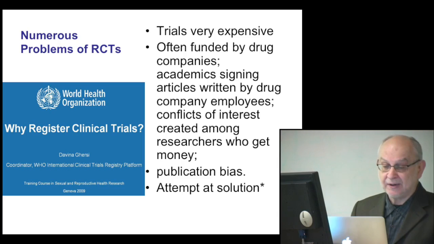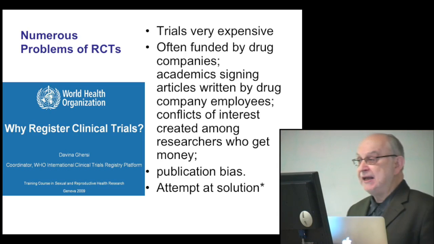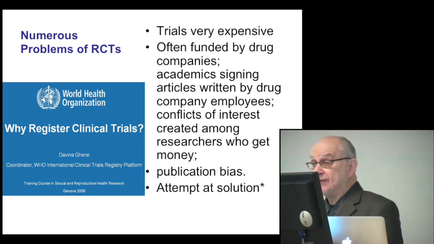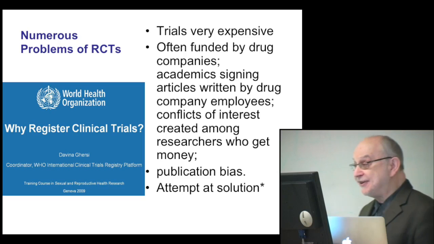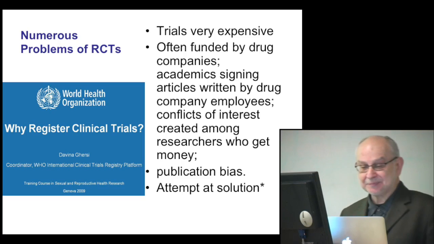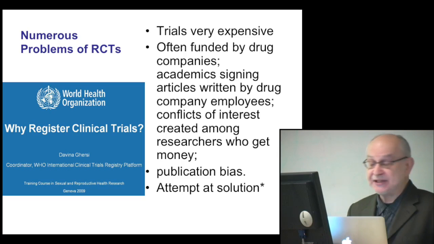There's publication bias. And there have been a variety of attempted solutions: registration of clinical trials so that even if results aren't published, people have some idea of unpublished results, and conflict of interest statements, which may or may not make any difference in controlling the kinds of abuses that they are meant to try to control.